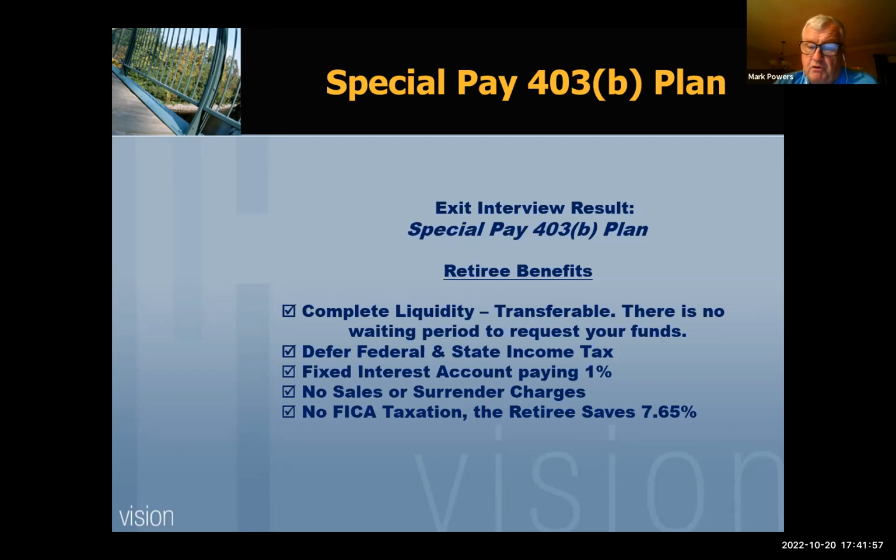There is never a charge in or out. Like the medical expense reimbursement trust, you're not going to pay Medicare on it, but this gives you the opportunity to defer federal and state income taxes. You'll have a fixed interest bearing account currently at 2%, and there is no sales or surrender charges. There is no FICA taxation. And so therefore, as a retiree, you save 7.65%.